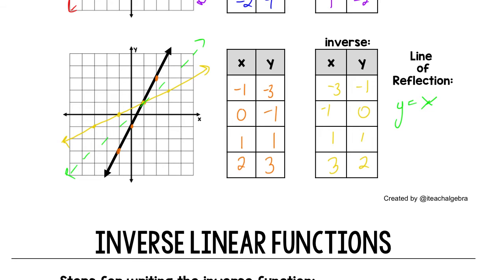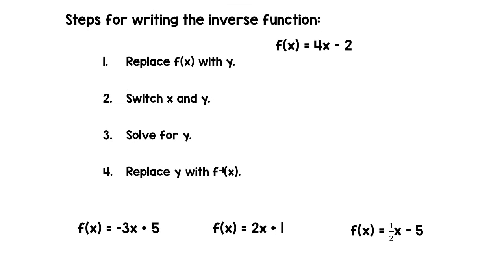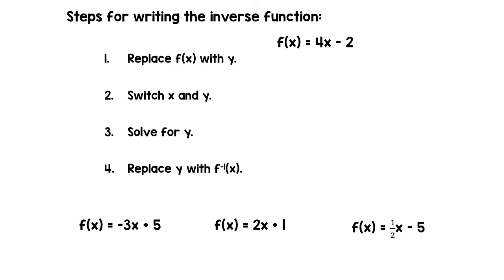All right, so that is, in a nutshell, how we look at a graph or a collection of points and find the inverse. Now, let's see what we do if we have an inverse function. First, let's look at the function that we have. We're given f(x) = 4x - 2. So step one, we're going to get rid of f(x) and write it with y. So y = 4x - 2.